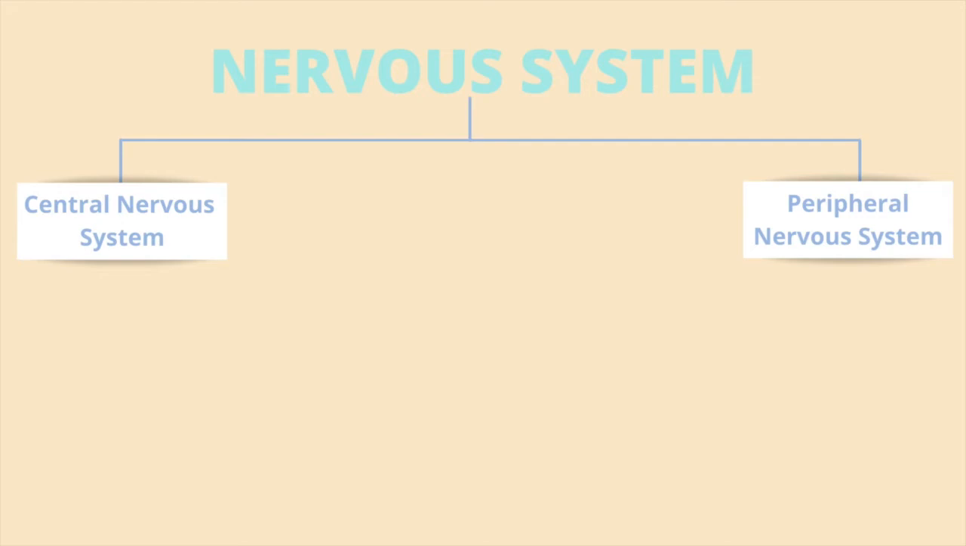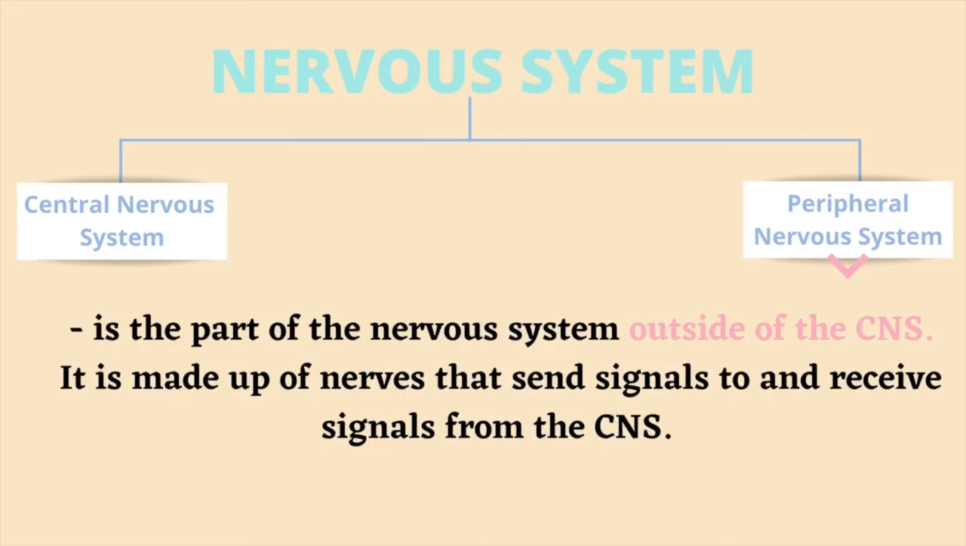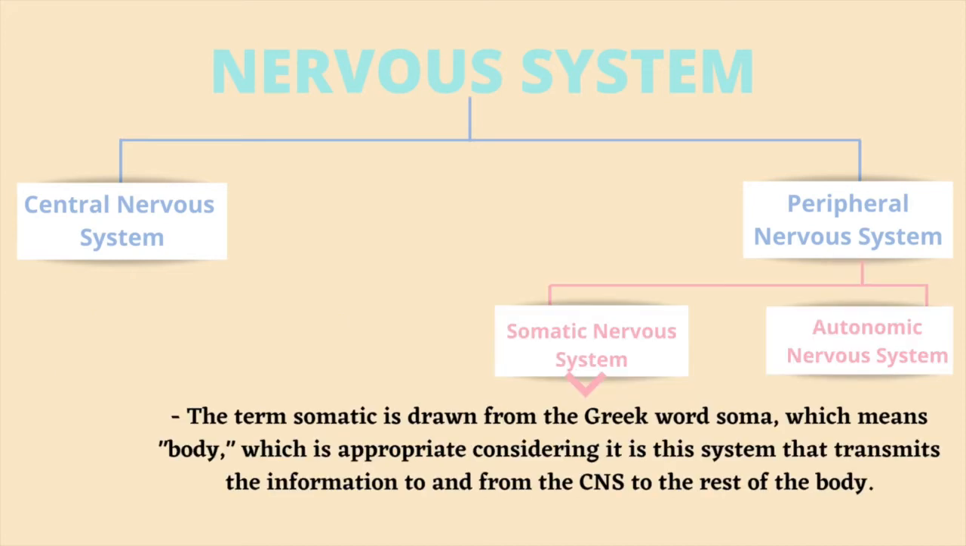So the peripheral nervous system is actually the part of the nervous system outside of the CNS. It is made up of nerves that send signals to and receive signals from the CNS. The PNS is actually divided into the somatic nervous system and the autonomic nervous system.